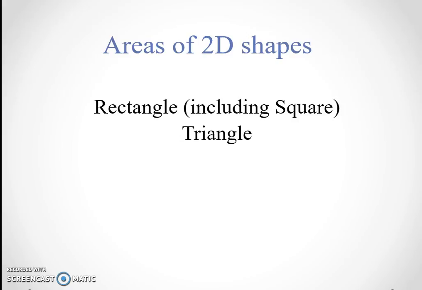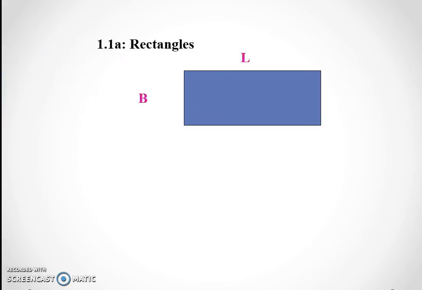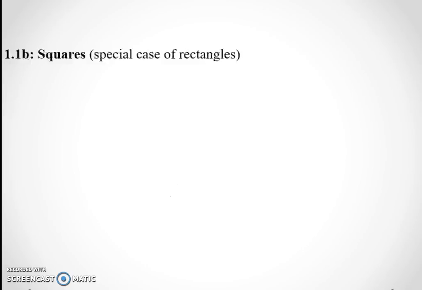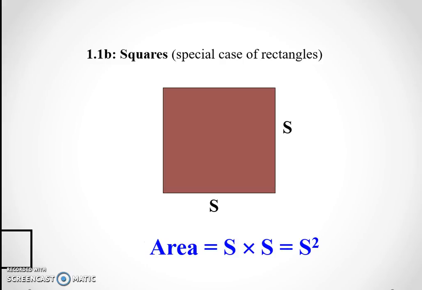Area of 2D shapes: we're going to go over rectangle, including square, triangle, circle, parallelogram, including rhombus, and trapezium. Going through quickly, rectangles. We've got length and base, or length and width sometimes. Area is length times base. Awesome. Squares are a special case of rectangles. All the sides are equal to each other, so S times S, or S squared.